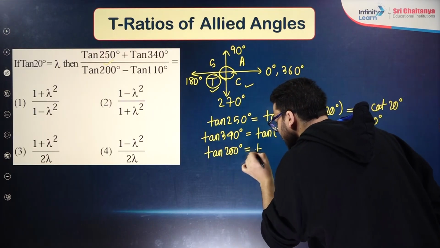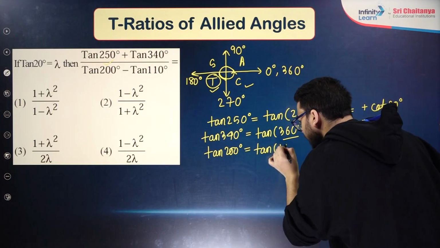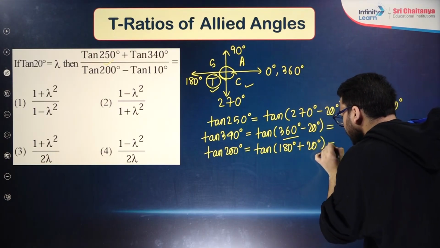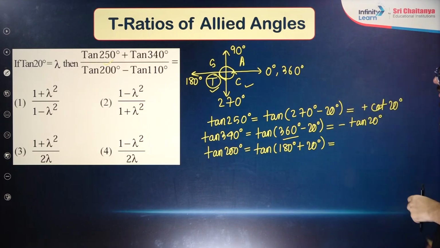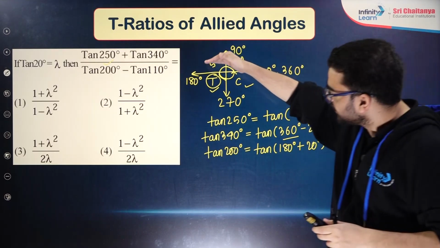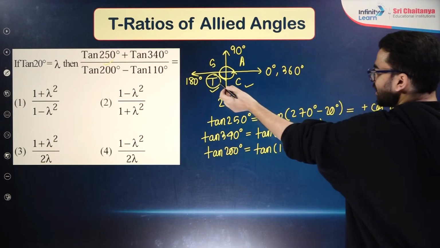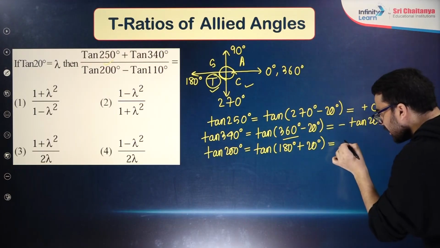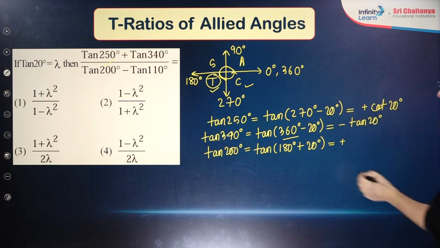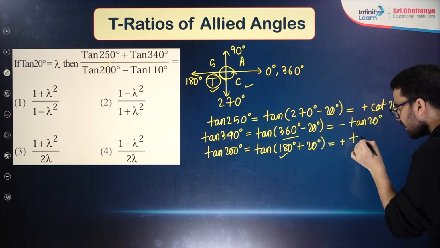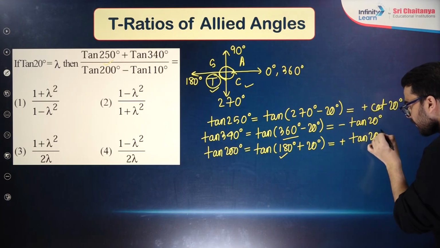Now over here, this is tan 200. That can be written like this, 180 plus 20. So you see 180 plus 20 is in which quadrant? It is in the third quadrant. In the third quadrant, T for tan is positive, right? So that is positive. And when the reference is horizontal, trigonometric ratio will not change. So that is tan 20 only.